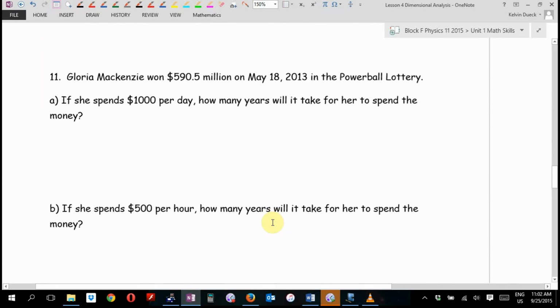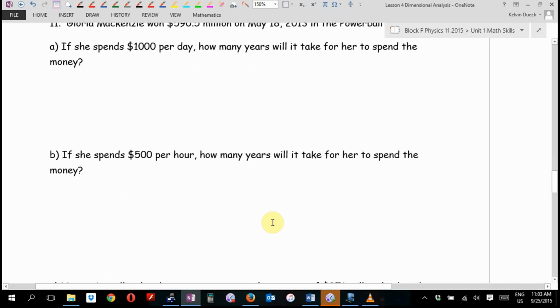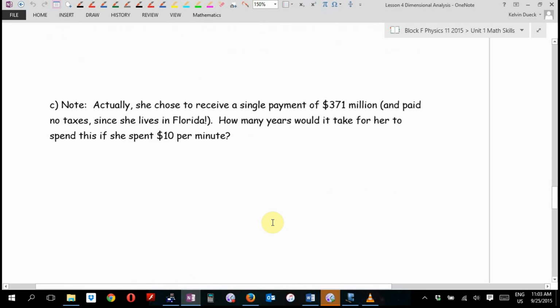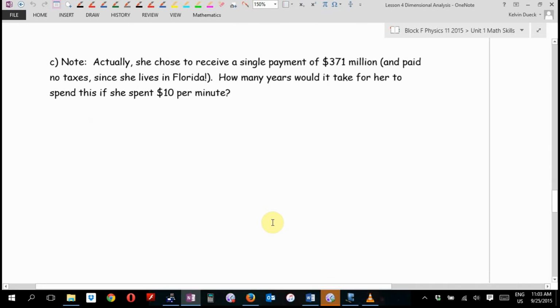Next class, we'll look at, because you've probably wondered, how much money could you spend each day or each hour or each week if you won one of these? So we'll pick this up. Gloria McKenzie won $590.5 million May 18th. If she spends $1,000 per day, how many years will it take? If she spends $500 per hour, how many years will it take? And then actually she chose to receive a single payment of $371 million and paid no taxes because she lives in Florida. How many years would it take for her to spend this if she spent $10 per minute?